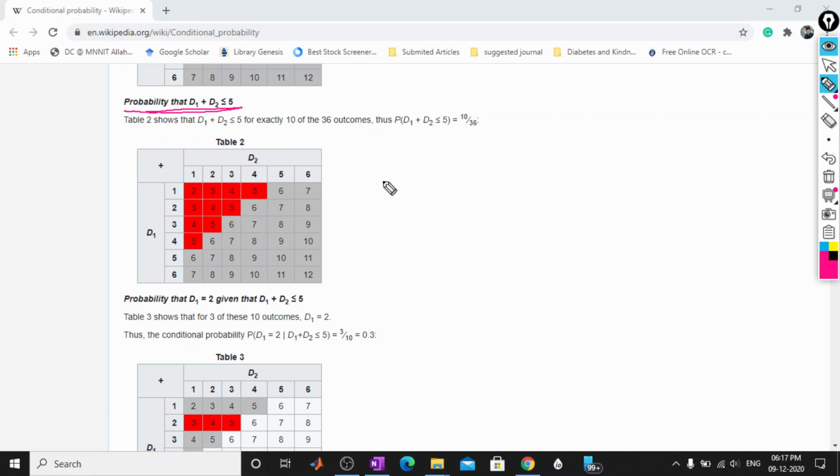If we call this total table D, for example D equals d1 plus d2, then the value of D will be 2, 3, 4, up to 12. Now here the condition is that the sum will be less than or equal to 5. This means we have to choose the points that take values between 2 and 5, that is 2, 3, 4, 5.